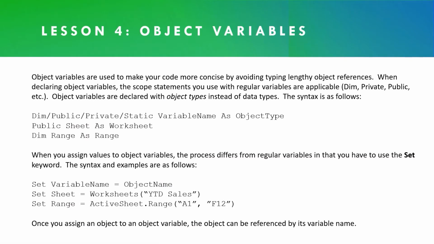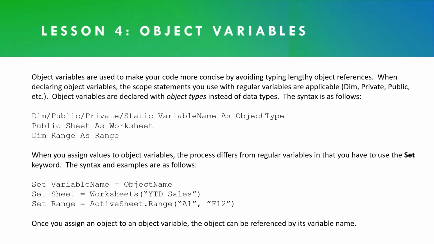The last part of this lesson is getting used to object variables. They're used to make your code more concise. They help you avoid typing lengthy object references. And when you're declaring object variables, the scope statements you use with regular variables are applicable. So your Dim, Private, Public keywords are the same. Object variables are declared with object types instead of data types.